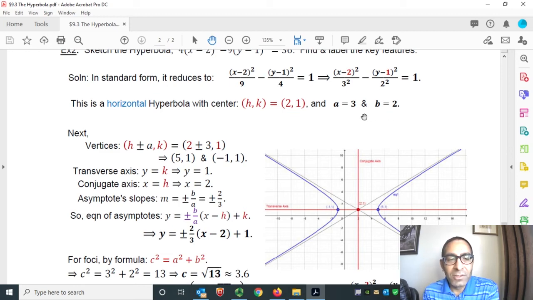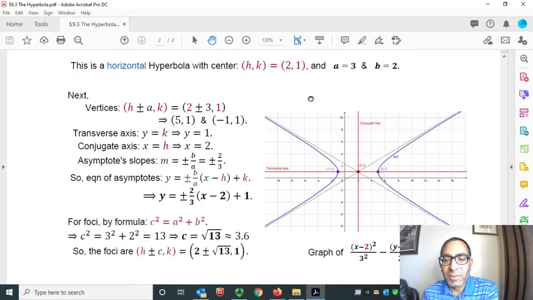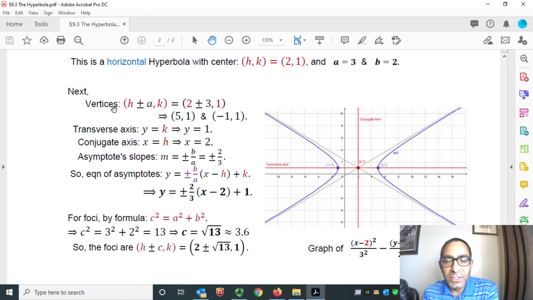Next, now let's compute the key features of the hyperbola. That's better. So here the vertices, by formula, are at (h plus or minus a, k). h is 2, a is 3, k is 1. So here 2 plus or minus 3, 1. This implies one vertex is at (5, 1) and another vertex is at (negative 1, 1). So in the diagram here, this is the vertex and this is the vertex.